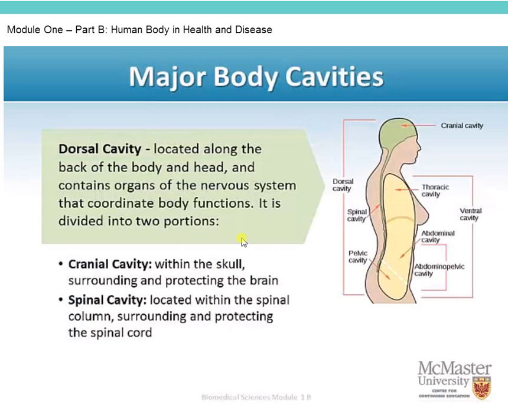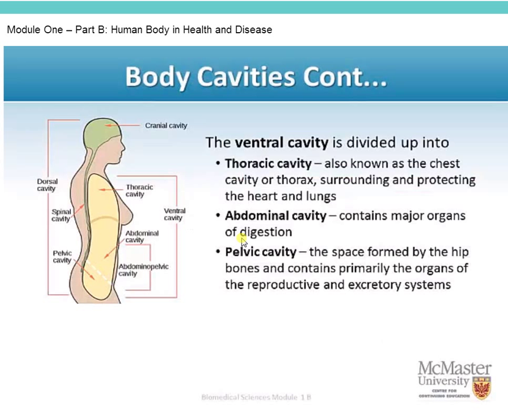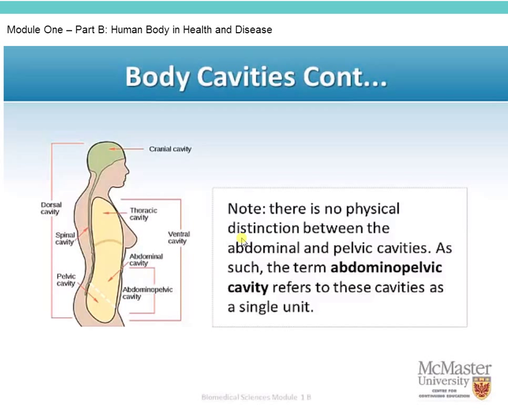In this section, we also look at major body cavities. The dorsal cavity is located along the back of the body and head and contains organs of the nervous system that coordinate body functions. It is divided into two portions: the cranial cavity and the spinal cavity. We then have the ventral cavity, which is located along the front of the body and contains the body organs that sustain homeostasis. The ventral cavity, in turn, is divided up into the thoracic cavity, the abdominal cavity, and the pelvic cavity. Note there is no physical distinction between the abdominal and pelvic cavities. As such, the term abdominopelvic cavity refers to these cavities as one single unit.